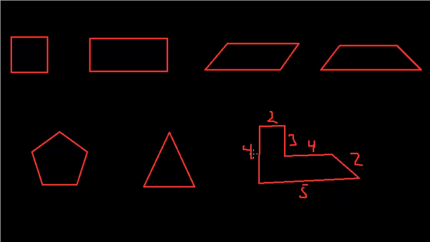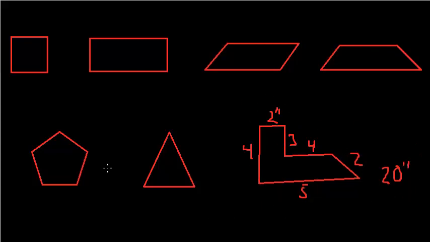So 4 plus 2 plus 3 plus 4 plus 2 plus 5. We get the total perimeter as 20, and that will be in whatever units this is measured in. Say these are all in inches, and this is 20 inches for the perimeter of that shape.